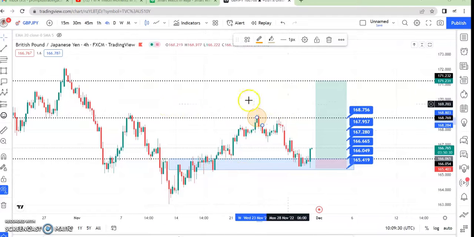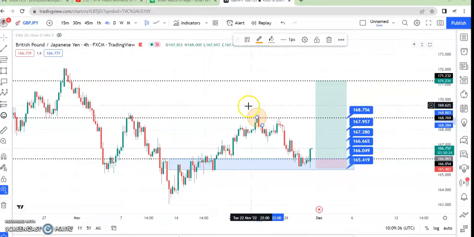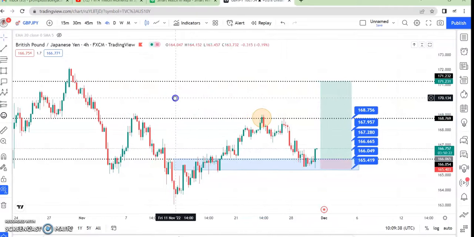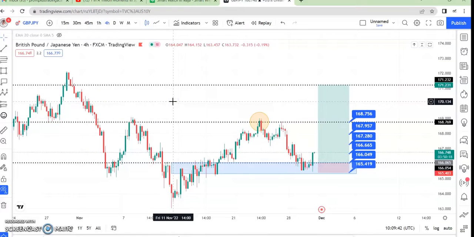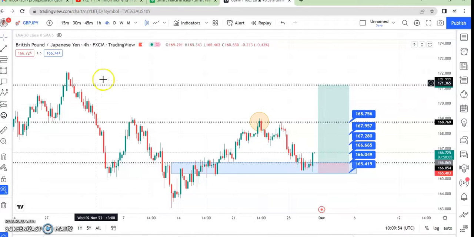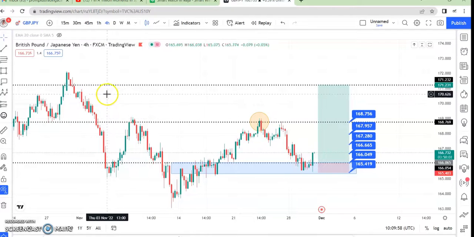I made a call on the GBP JPY, that's the pound yen buy call, this morning on my signal channel, and I decided to do this video and make it public so you guys can take advantage of this opportunity to trade and win today. All right, this is the 4-hour chart of the pound yen.